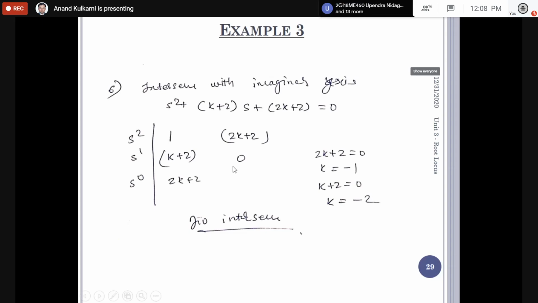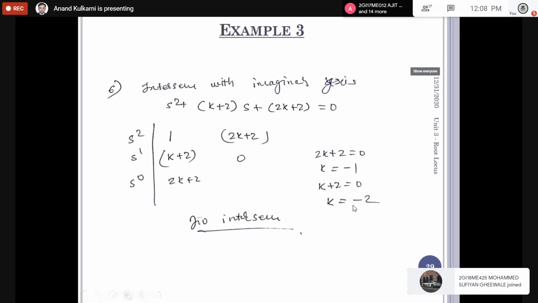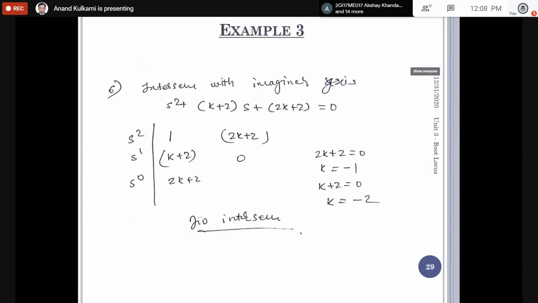If k plus 2 equal to 0, then this becomes an auxiliary equation. So k plus 2 is equal to 0 means k is minus 2. So it is meaningless. The reason is we are drawing the root locus when k is changing from 0 to infinity, only positive values. So here it is giving you a negative value, that means it is meaningless. Second, you put 2k plus 2 is equal to 0. In that case k is minus 1. Once again you will get a negative value.